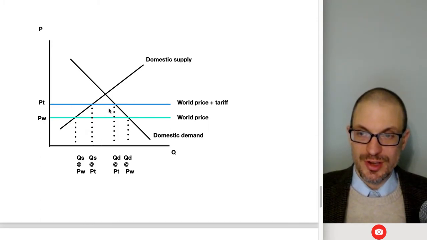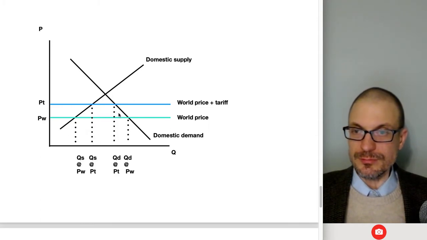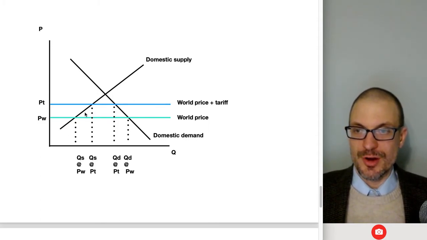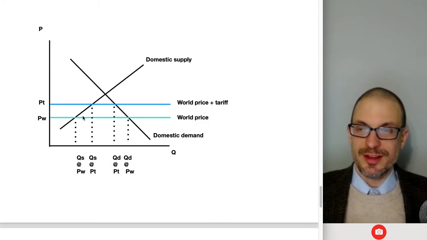Tariff revenue is this area right here. This triangle right here is deadweight loss, right? Because at the tariff-inclusive world price, these units are no longer demanded. Higher price, lower quantity demanded. This area right here, well, that's not deadweight loss.